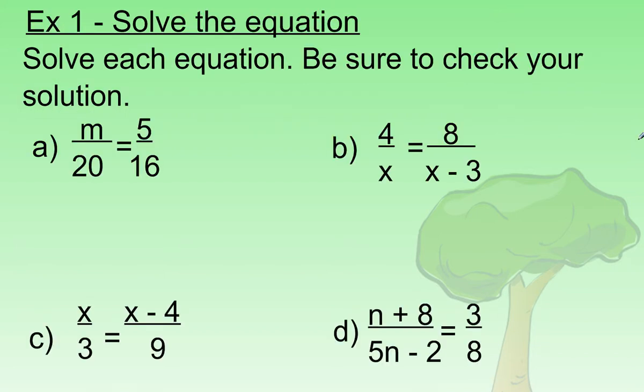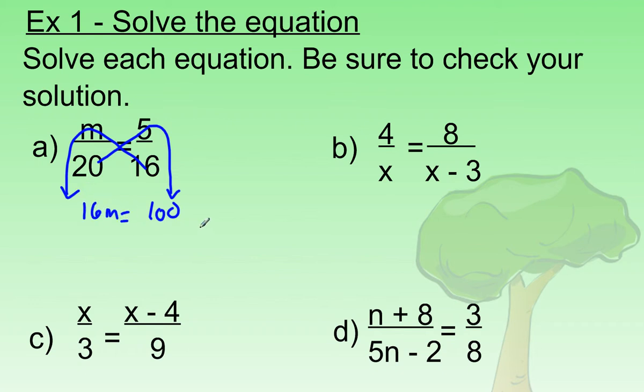Example 1 says, solve each equation. Be sure to check your solution. So if you look at example A here, the way we're going to actually cross multiply is I take this number, multiply by this number, and put my answer right here. So 20 times 5 is 100. On the other side, 16 times m is 16m.